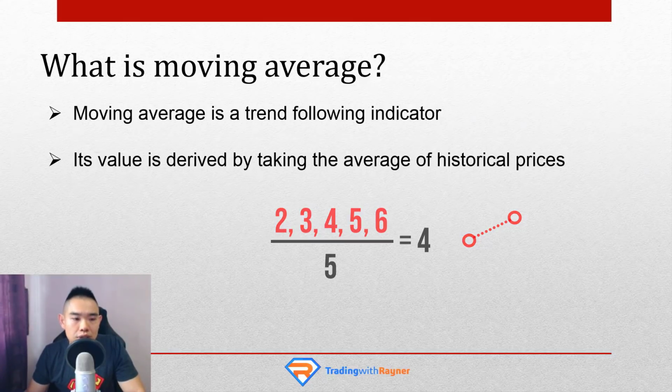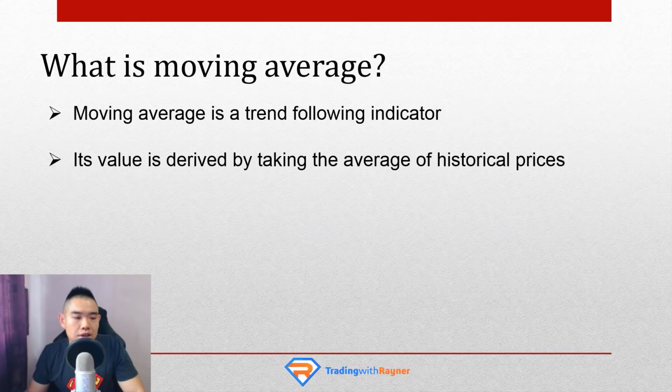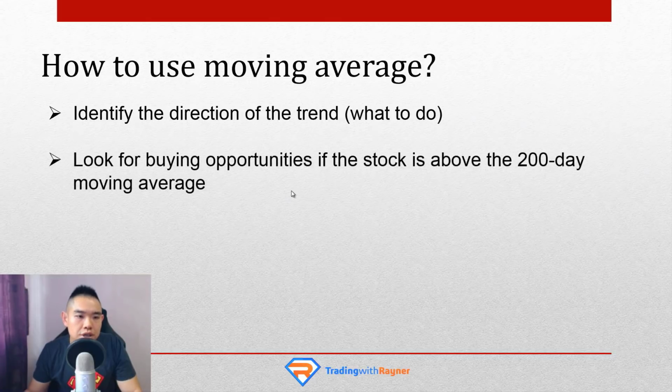So now that you have understood the fundamentals, how do you use it? First, let's talk about how you use moving average to identify the direction of the trend. In other words, to know what you should be doing. Should I be buying or selling? Very simple. What you want to do is plot the 200-day moving average on your charts and then look for buying opportunities if the price is above it.